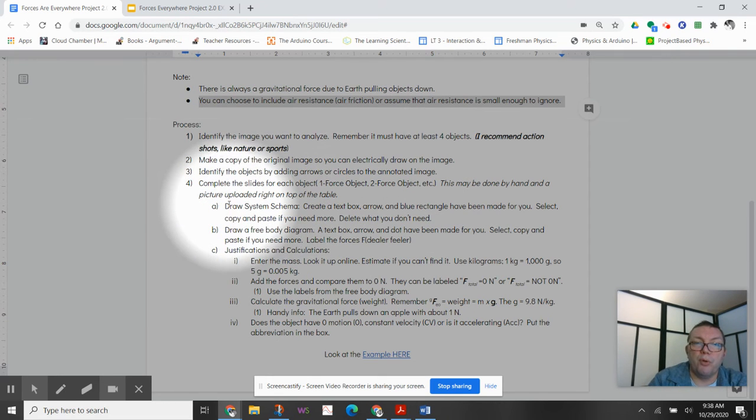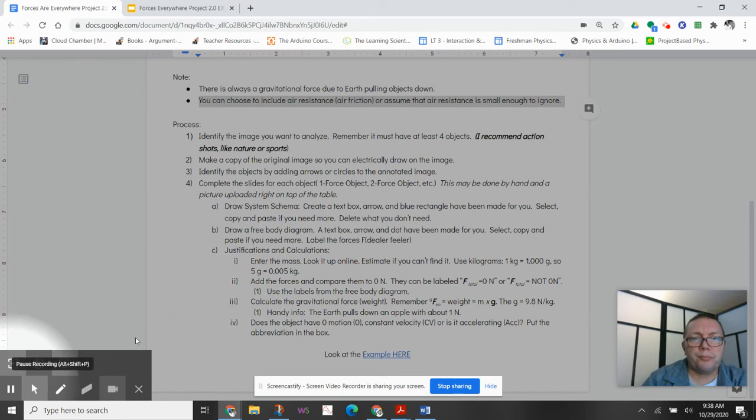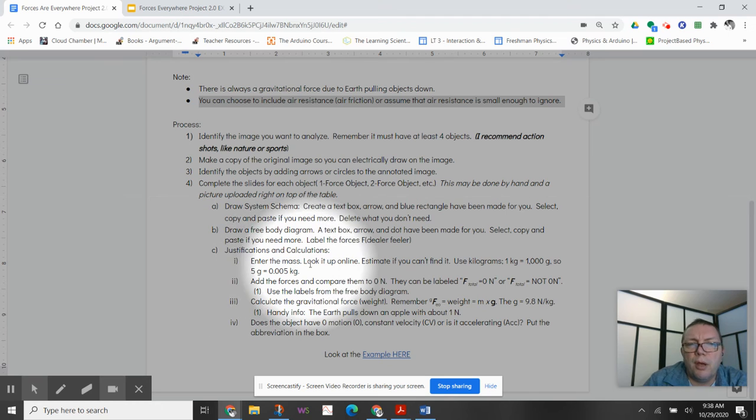The things that we're doing are going to be a system schema and a free body diagram. That's that force diagram we did in the physics classroom where there was the box and then there were arrows going off of the object to show what the forces are. And then some justifications and some calculations.